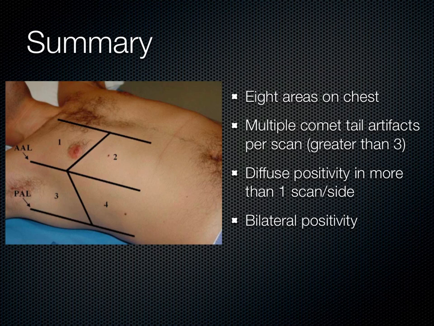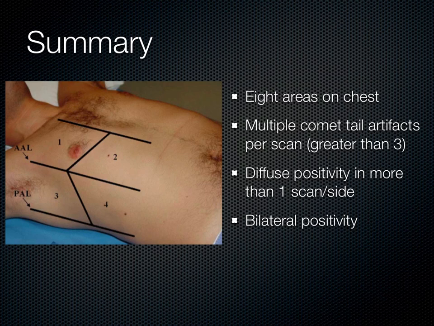You should look at all 8 areas of the chest because different areas are good for different etiologies and different pathologies. Comet tail artifacts can be normal if there are few and not all the way to the edge of the screen, but if there are multiple all the way to the edge of the screen, some say greater than 3, others say for sure greater than 5, then that is pathologic and representative of extravascular lung water, either cardiogenic or non-cardiogenic. And if you have diffuse positivity on both sides, again, that would represent pulmonary edema.